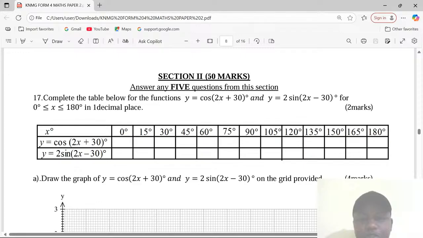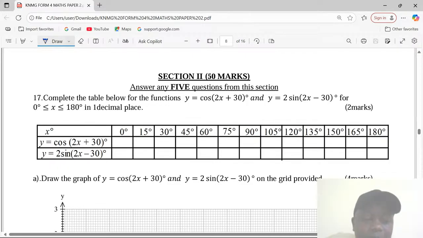Y equals the cosine of 2x plus 30 and y equals 2 sine of 2x minus 30 degrees, ranging between 0 and 180, that is the values of x, to one decimal place. We're supposed to adhere to the instructions of decimal places and all that. So let's begin with the first function. When you are told to fill a table and the functions are already provided, actually the first 2 marks are usually free marks. Very free marks. Reason being, the function is there, you have a calculator, yours is to feed.